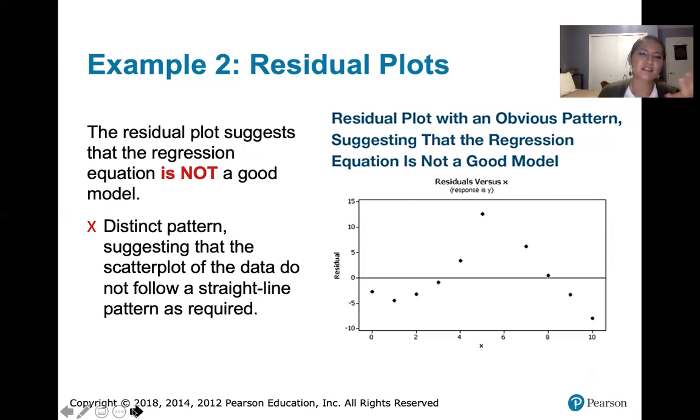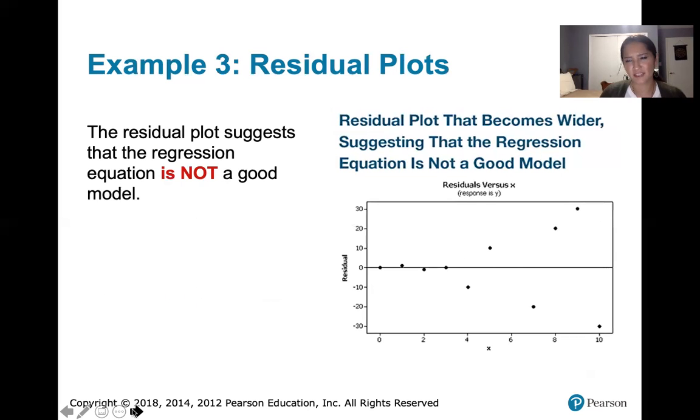So if you're looking at your scatter plot and you can't tell, you're like, it kind of looks like a straight line, but maybe not. If you graph the residual and it looks something like this, the residual plot, then that tells you that, at least for our purposes, if I have a distinct pattern in the residual plot, then I'll say, I don't think that that is really close enough to a straight line pattern in the original scatter plot.